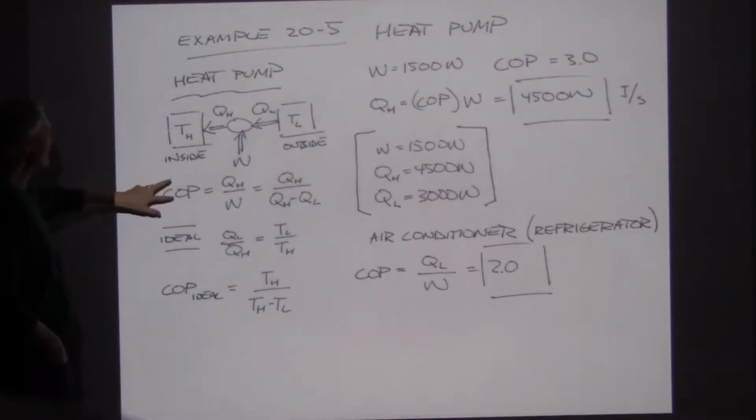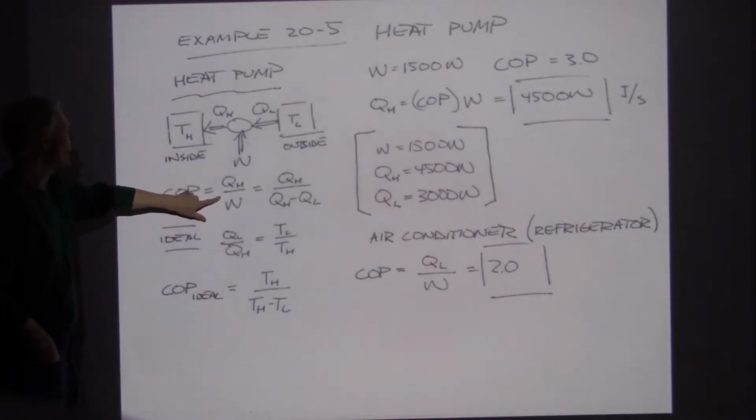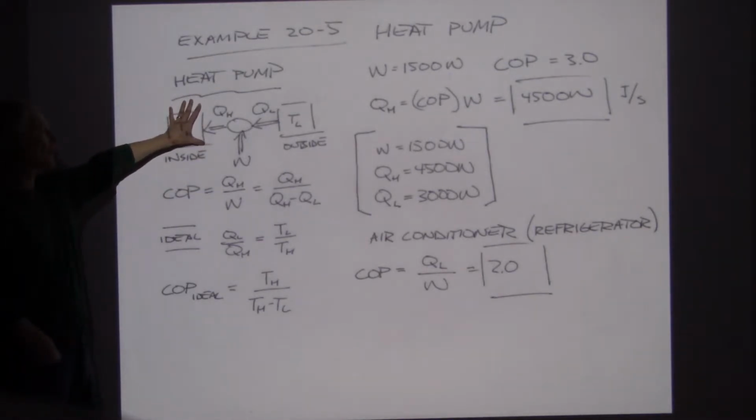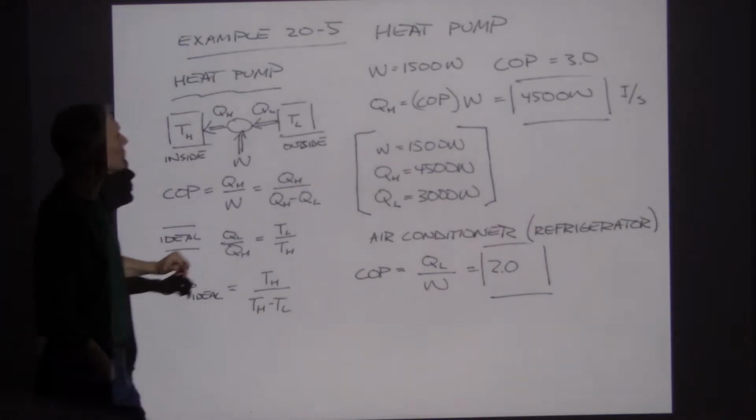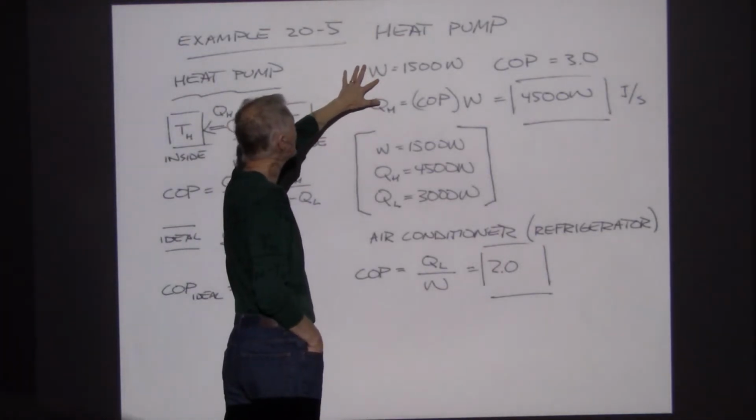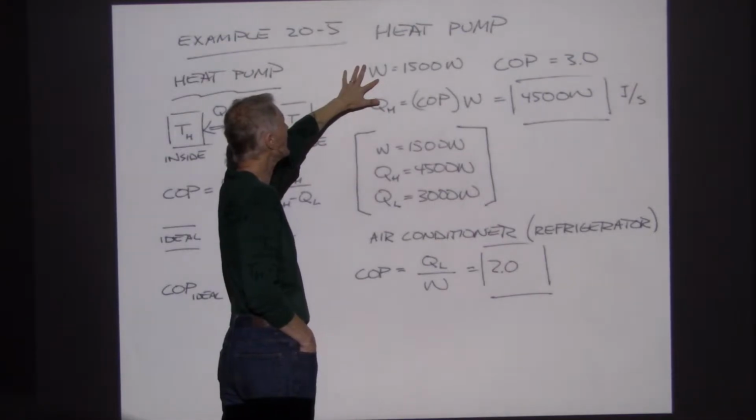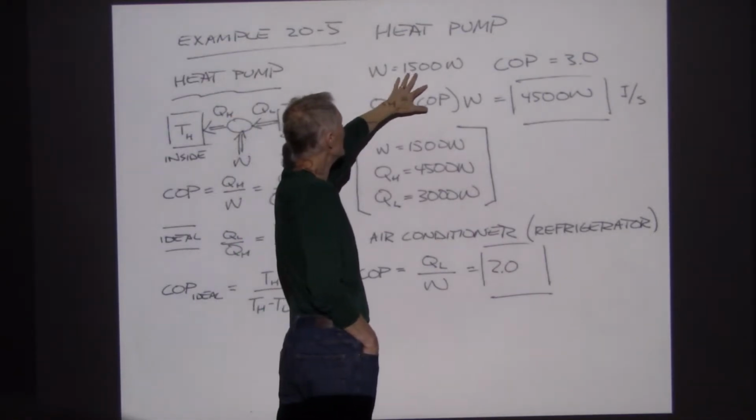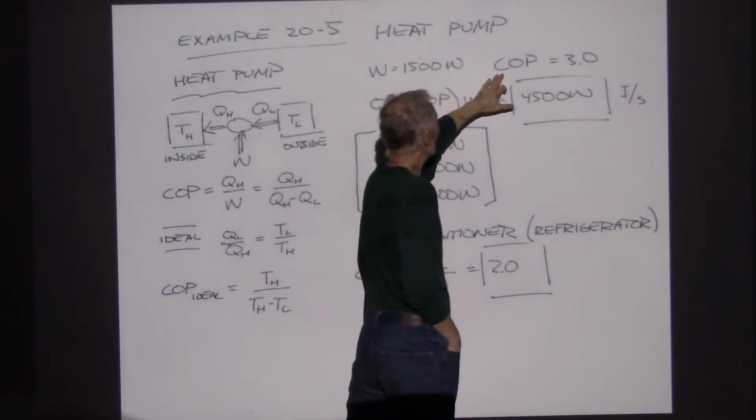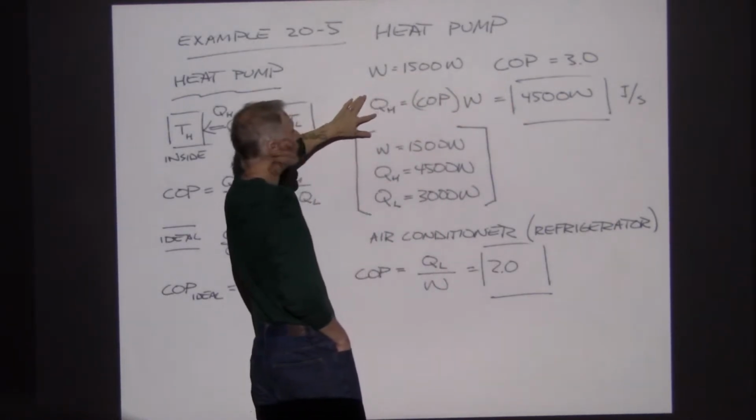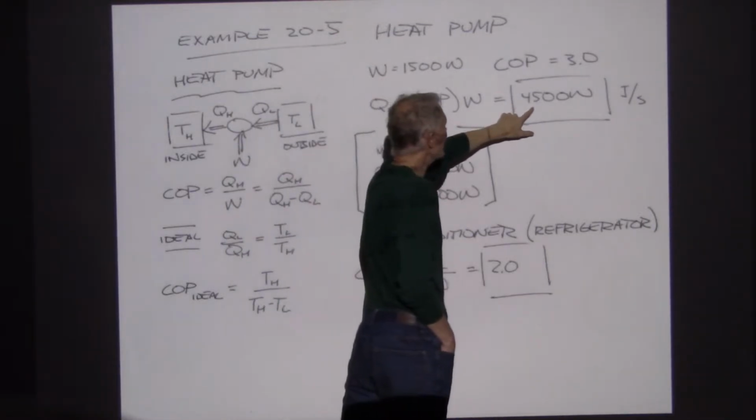Now remember, for the heat pump, the COP is going to be QH over W, because it's the QH that we want to get. So if it's operating at ideal efficiencies, it says that the input, the compressor, requires 1500 watts, and that there's a COP of 3. So the heat we're going to get is 4500 watts.